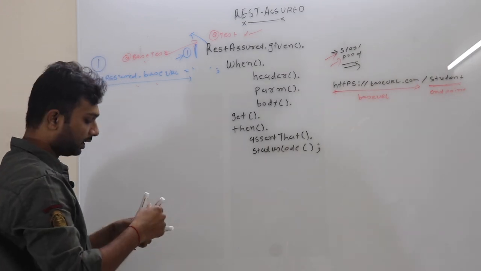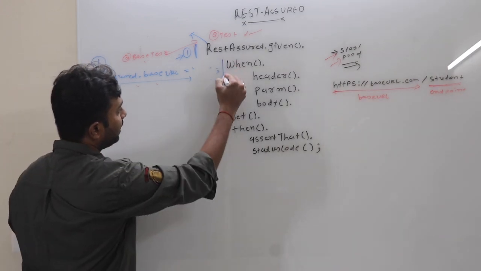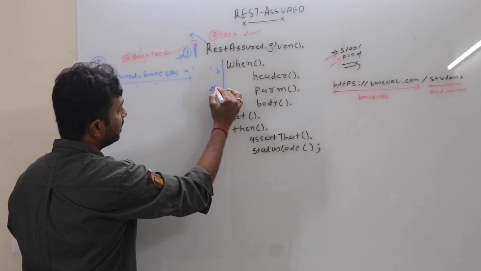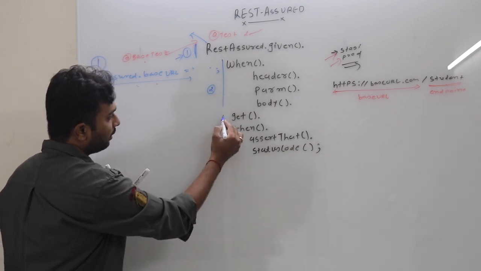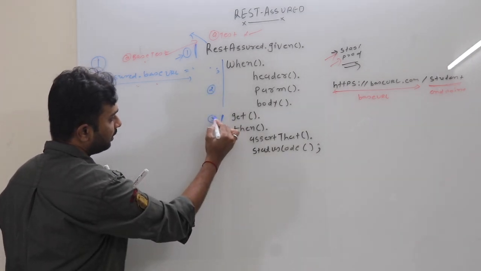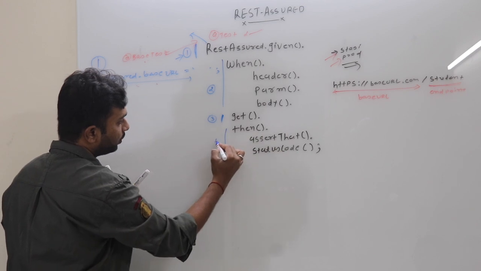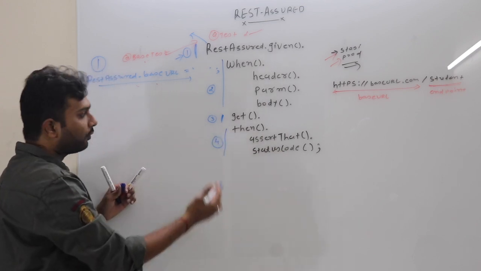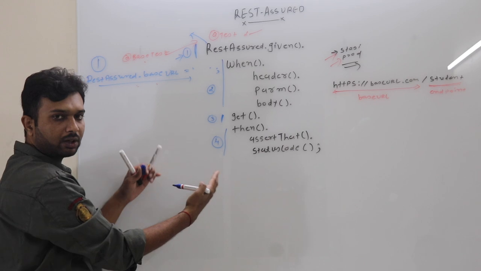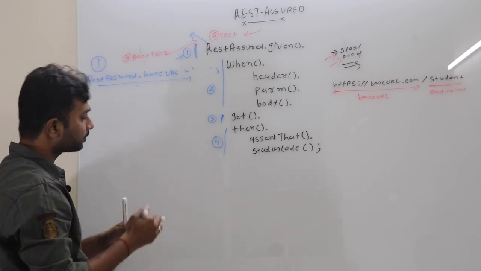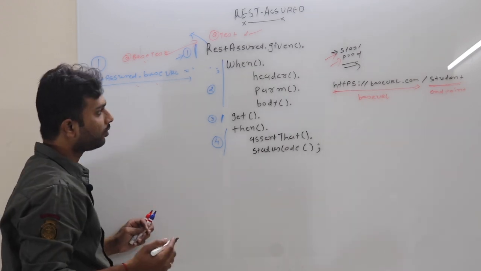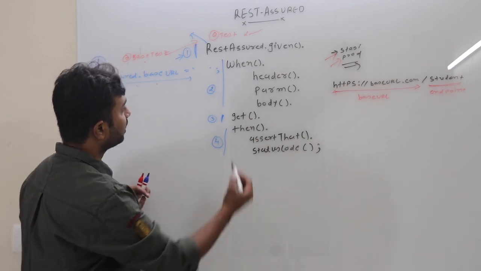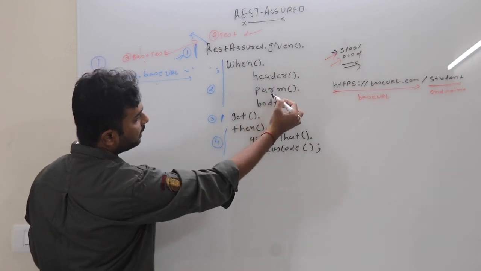Now, what is the second part here? Up to this, this is my second part. Then we are hitting this URL, this is my third part. And then this will be my fourth part. If we divide it into four parts, it looks very simple. Now the question comes, what are when, headers, param or body?